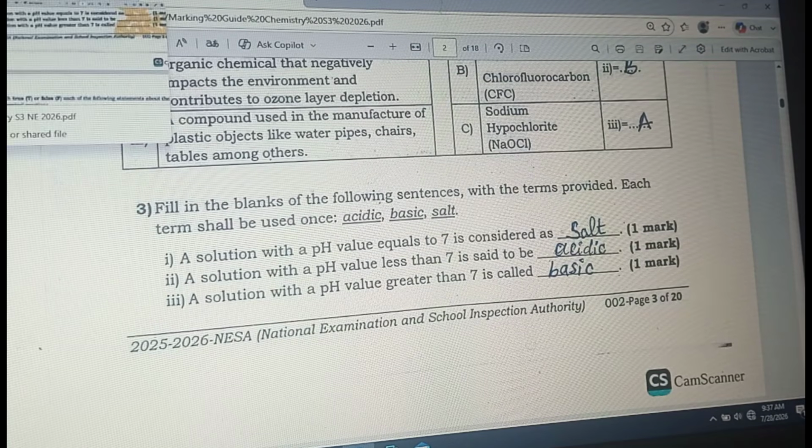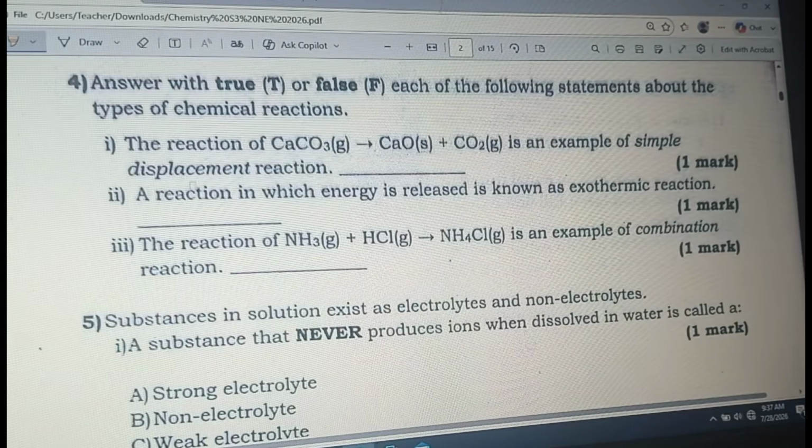Okay, let's continue to the next question, question 4. Answer with true or false each of the following statements about the types of chemical reaction. The reaction of calcium carbonate in gas to form calcium oxide in solid and carbon dioxide in gas, is it an example of simple displacement reaction? No. This statement is false because simple displacement reaction is the reaction where a single element replaces an element in a compound to form a new product.